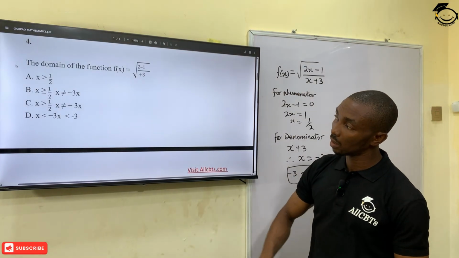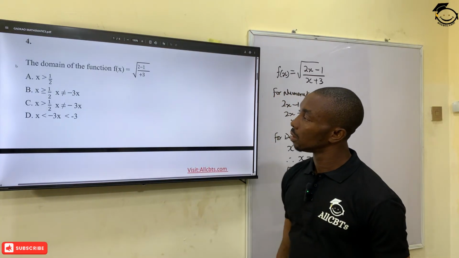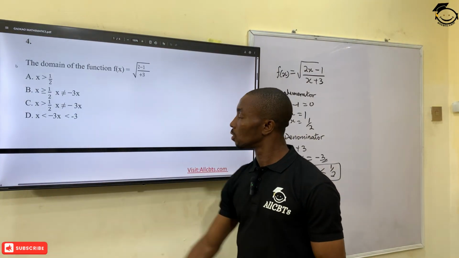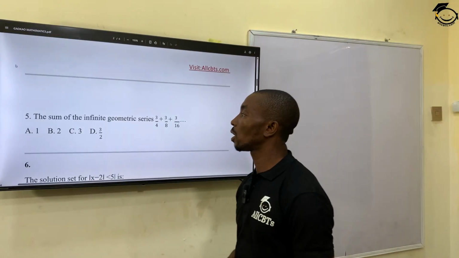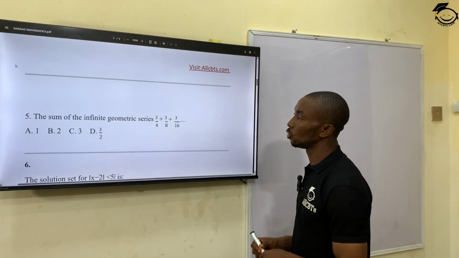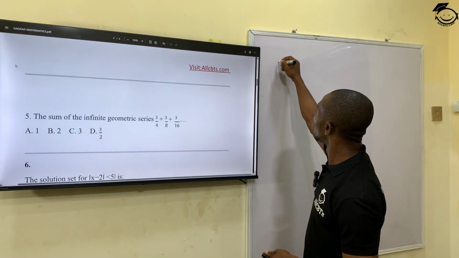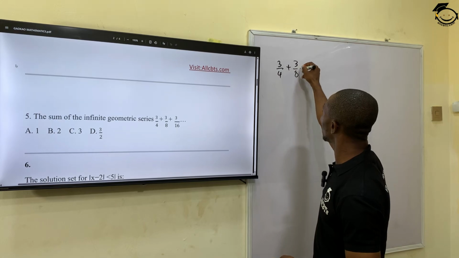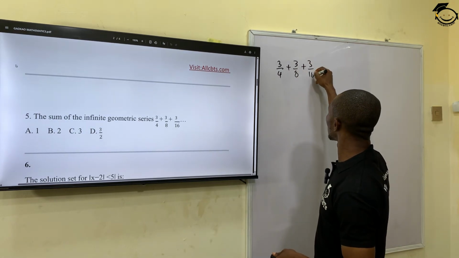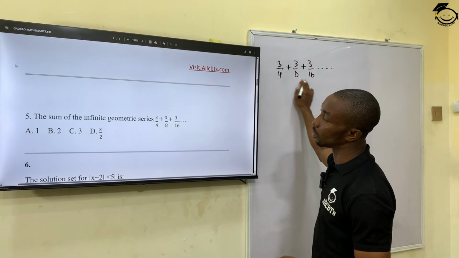And the answer isn't here. So this should be the domain for this function. The sum of the infinite geometric series of 3 over 4 plus 3 over 8 plus 3 over 16. They say we should find the sum of those series.